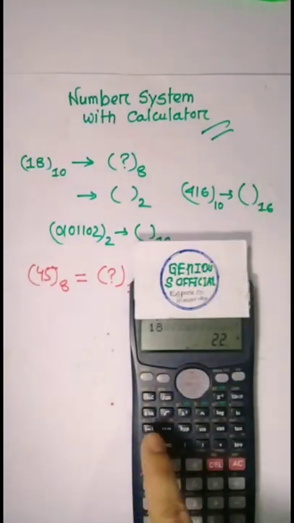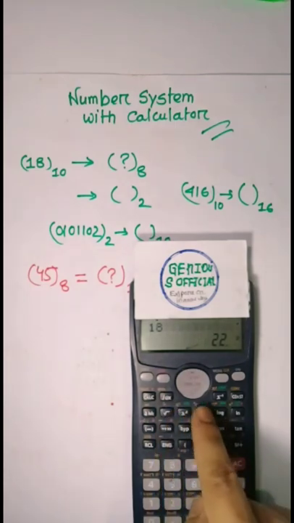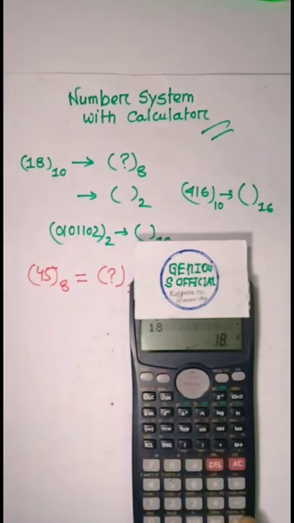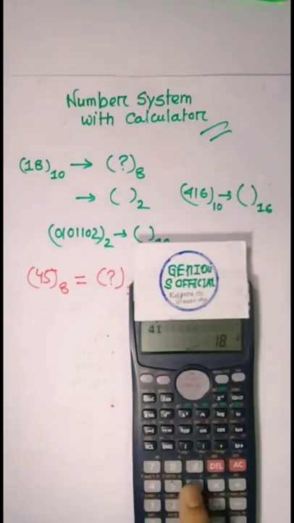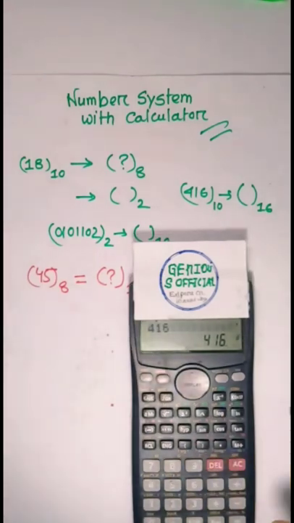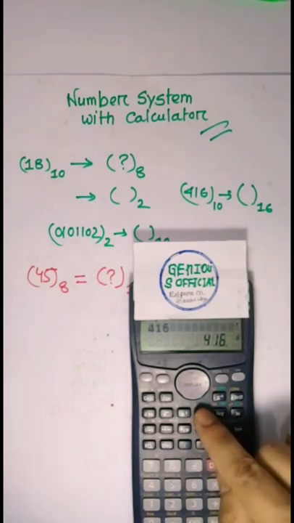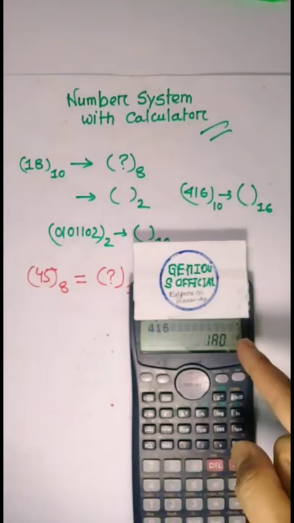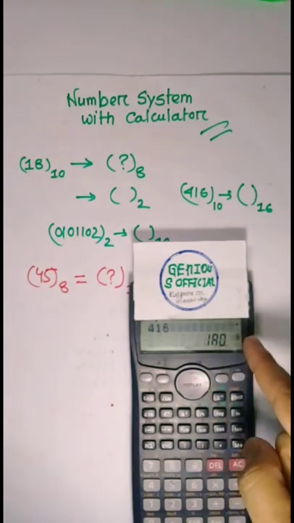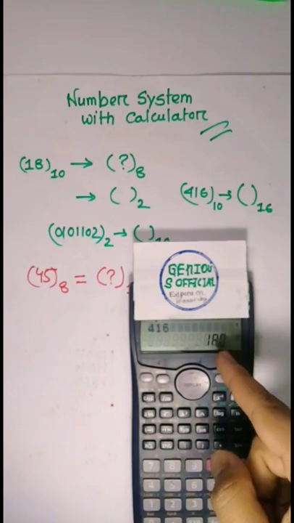So firstly, we tap the decimal button, and this is the input. Our input is 416, equal. 416 is decimal, and it is converted into hexadecimal. That's why we tap HEX for hexadecimal. This is the value 4A0, A for 10, and 0.